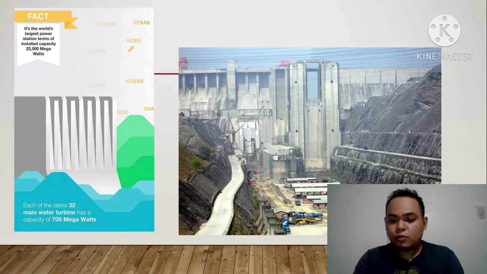The dam is also known as the world's largest power station in terms of installed capacity of 22,500 megawatts. And each of the dam's 32 main water turbines has a capacity of 700 megawatts.